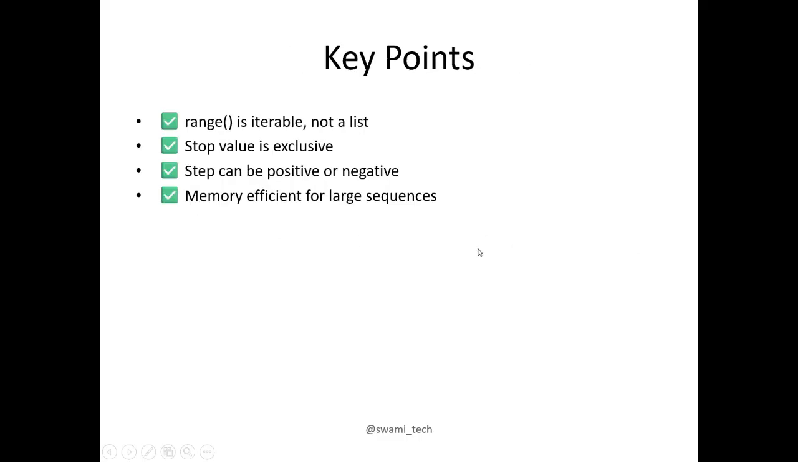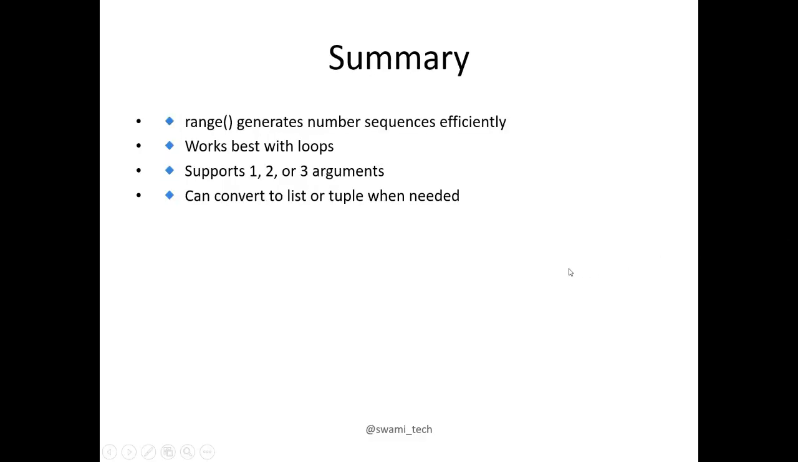So in today's tutorial, we have learned about range. Just to note, range is iterable, it's not a list, and the stop value is exclusive as we have seen. Step can be positive or negative; we have seen those examples as well. And it is memory efficient for large sequences. That's the main key point to take from here. To wrap it up, range helps us create sequences of numbers efficiently. It works beautifully with loops, supports multiple argument forms, and it's easy to convert into lists or tuples when needed.